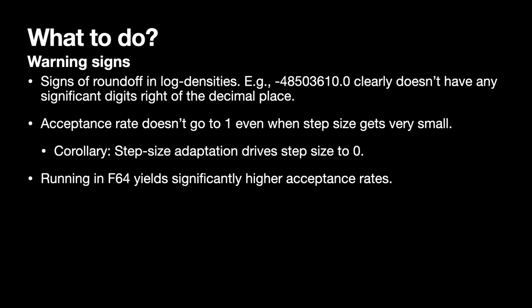Another warning sign is that the acceptance rate doesn't go to 1 even if you decrease the step size, right? So a corollary is that if you do step size adaptation, trying to target some acceptance rate, those adaptation algorithms usually assume that if you drive the step size to 0, then your acceptance rate will go to 1. And if that assumption is violated, then the step size adaptation algorithm is just going to keep struggling to drive the step size low enough to get good acceptance rates. It never will, and so you'll wind up with a step size of 0. Finally, of course, the smoking gun is that if you can do things in float 64 and you see that they yield significantly higher acceptance rates, that's obviously very compelling evidence.